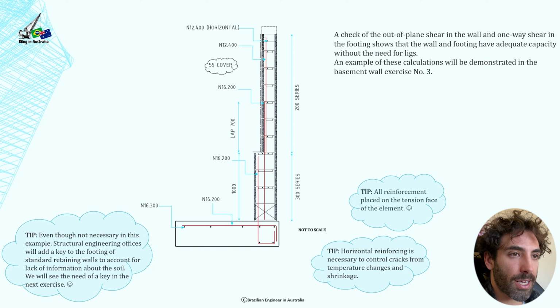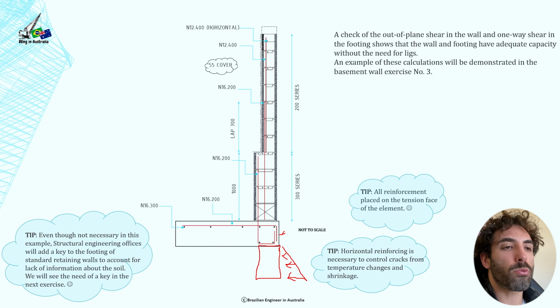And this key is just a continuation of this footing here, right? So we've got a key here. So the footing, everything's poured together, like all the concrete's poured together here. But what happens is, we've got soil here, and this key will prevent the wall from sliding.